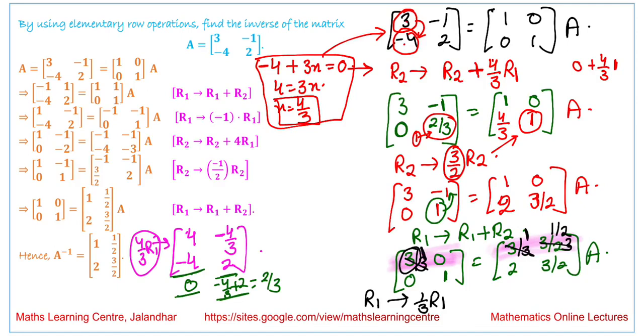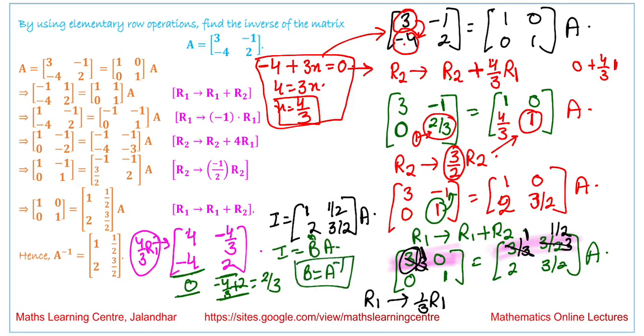So what we have obtained is I is equal to the matrix 1, 1 by 2, 2, 3 by 2 into A, and this is I is equal to B into A, where B is this matrix and B is equal to A inverse. So this matrix that we have obtained over here is the inverse of A.